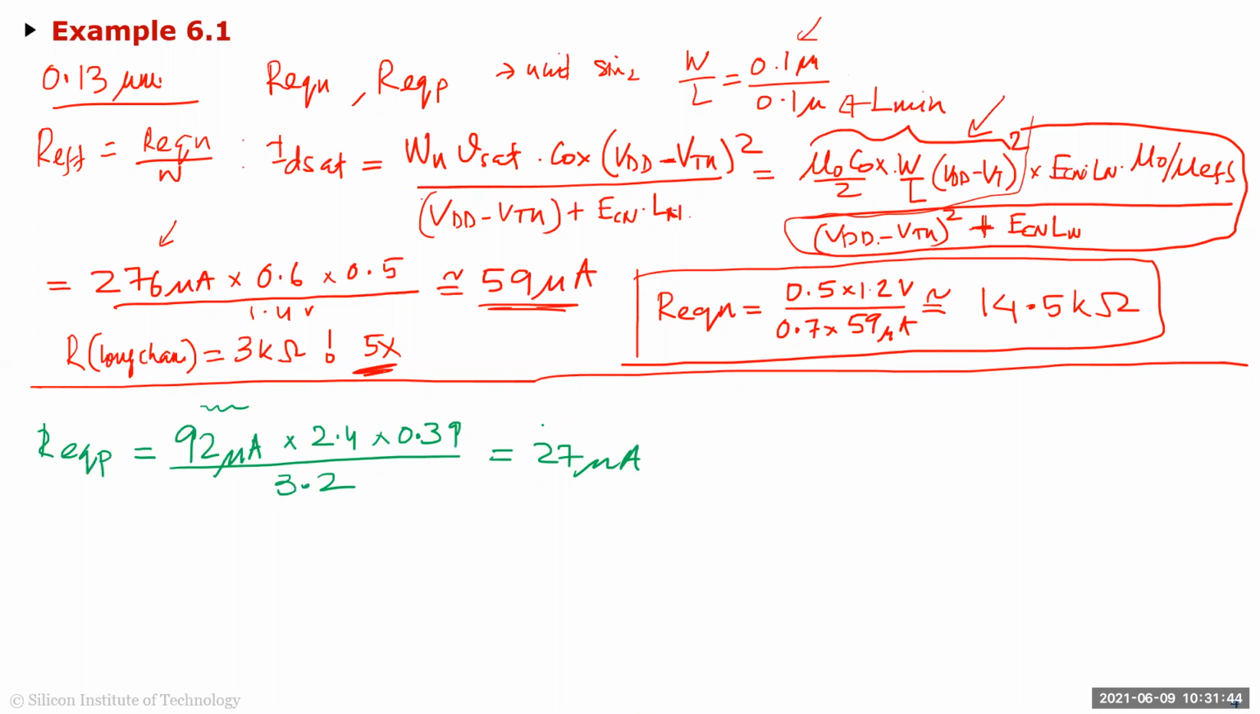Here you can see that the reduction in PMOS is actually less, because if you remember when we did velocity saturation, we saw that velocity saturation happens earlier for NMOS.